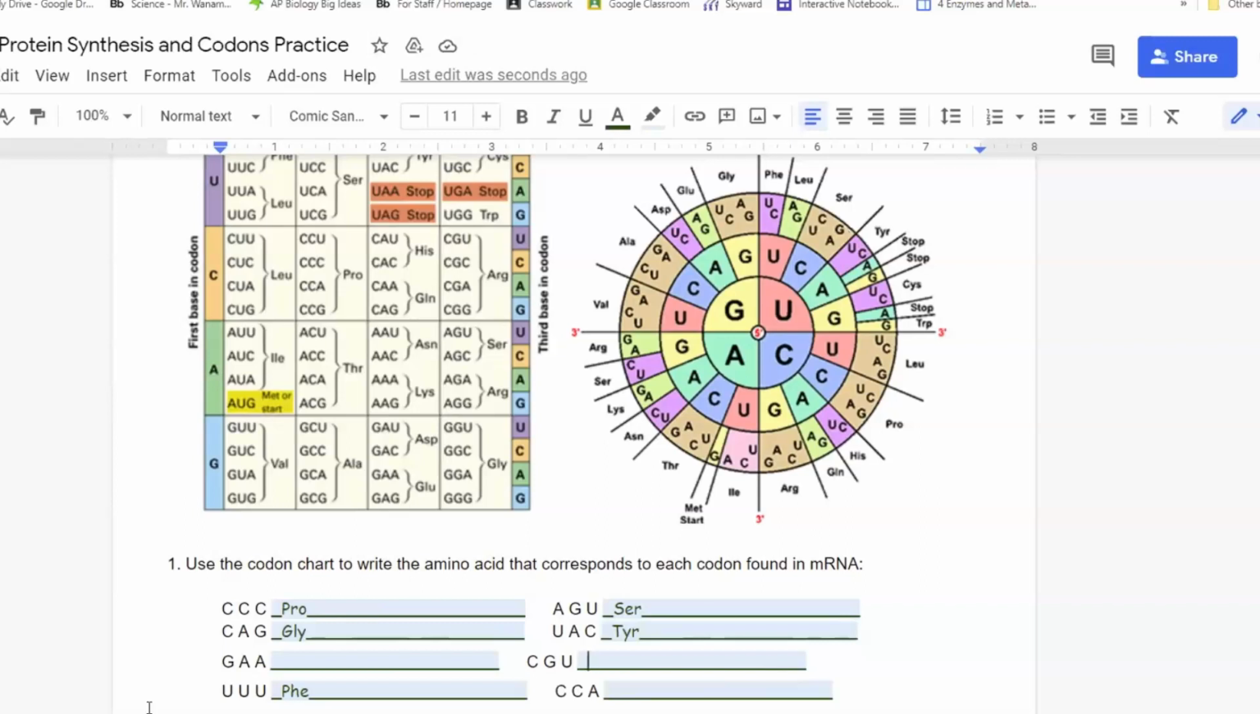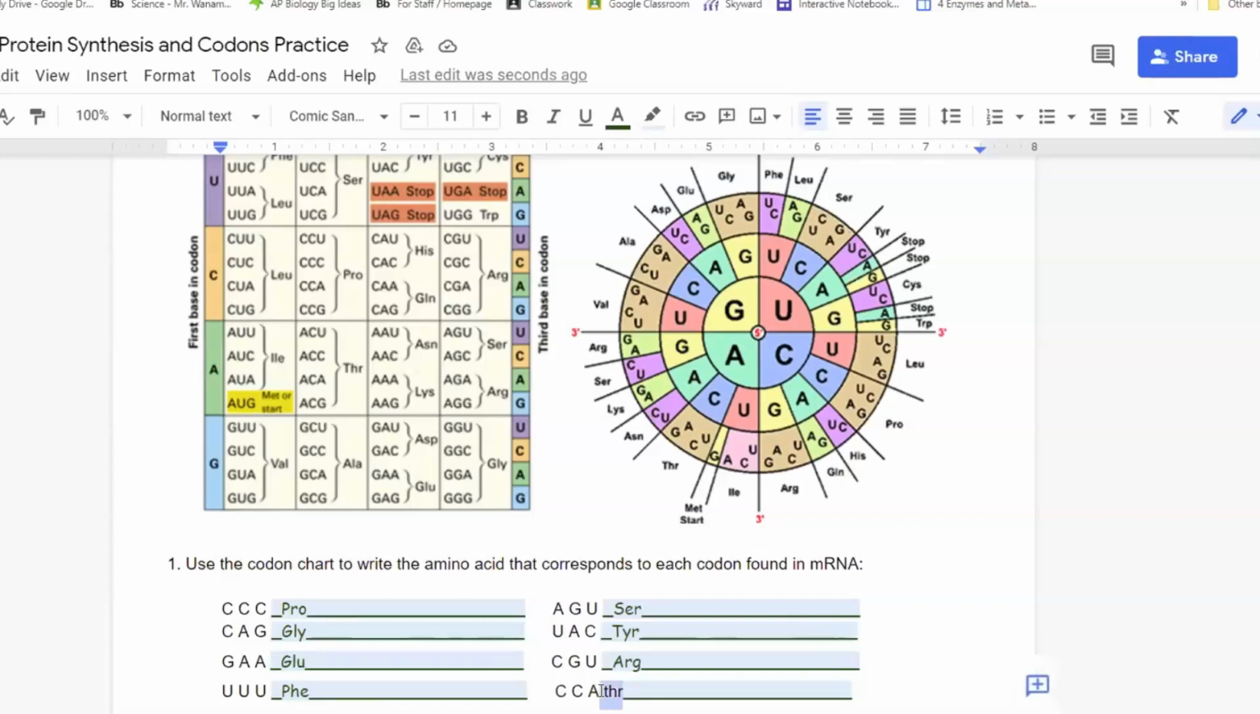And Mac, CGU. I don't know what it is, but the ARG. ARG is Arginine. And then Emma, you got CCA for us? Yeah, it's THR. Threonine. Lucy, GAA. GLU. Glutamine, glutamic acid. Good. Okay.